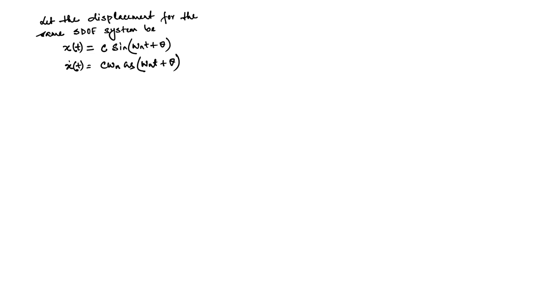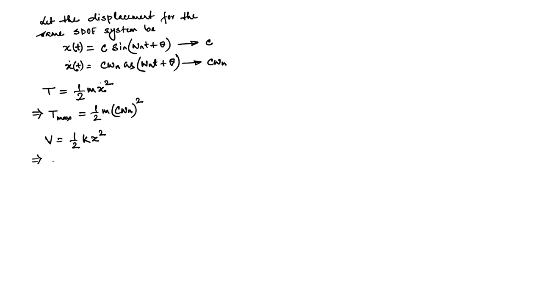Now, what will be the amplitude of this displacement? This is c. What will be the amplitude of x dot of t? This is c omega n. Now, the kinetic energy is half m x dot square. The maximum value of kinetic energy will be half m, and in place of x dot we consider the maximum value of x dot, so that is c omega n whole square. Also, the potential energy is half k x square. Similarly, its maximum value will be half k, and the maximum value of x is c, so this will be c square.